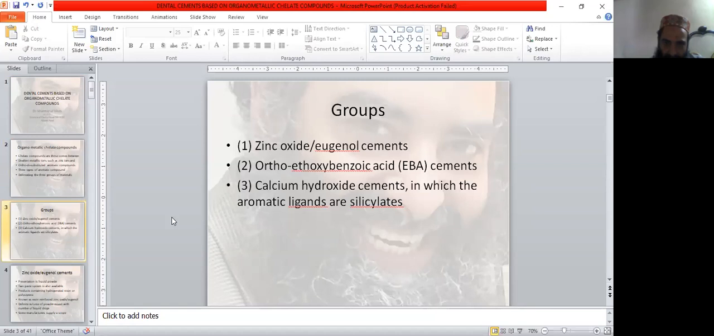First group is zinc oxide eugenol cements. Number second is the orthoethoxybenzoic acid or EBA cements. And third one is the calcium hydroxide cements, in which the aromatic ligands are salicylates.